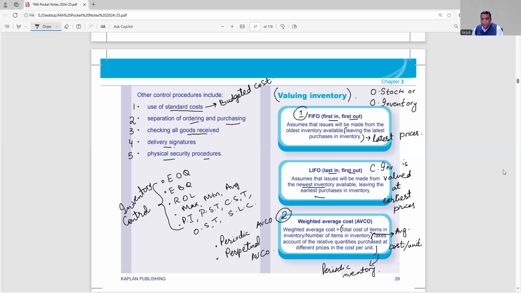Perpetual AVCO is the one which says we will calculate average cost per unit whenever we are making new purchases. So we have a certain amount of units at the start of the accounting period, and we have their value. We purchase new units after 5 days. Now we will calculate new average cost per unit before the issuance of units. So this is called what? This is called perpetual AVCO.